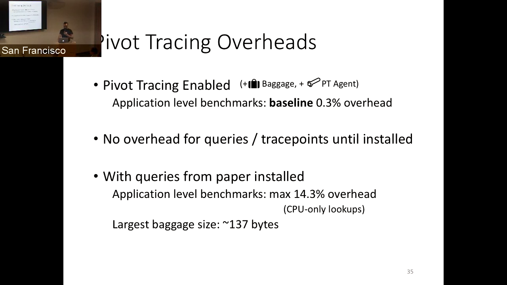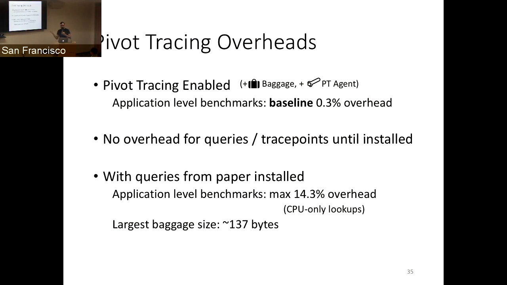He said with the queries from the paper installed. So the queries that the paper referenced generate that. And in fact, this is why I think in production systems, this sort of stuff has been hard to sell, because of concerns around either you truncate the baggage, which breaks it, or you don't, and you have this unbounded thing you're adding to every RPC in your system. So that's probably the area.